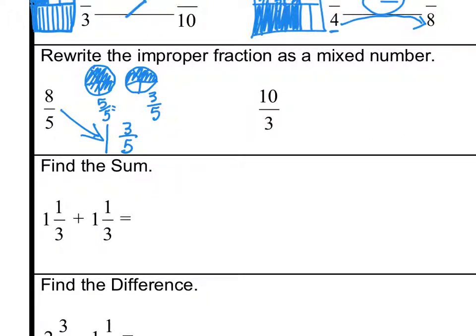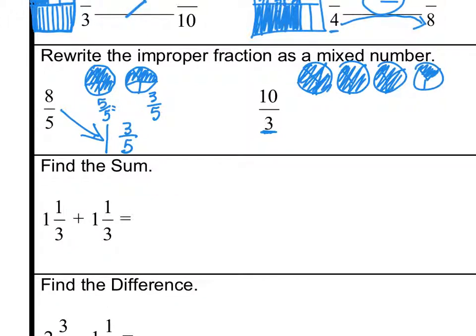Okay, let's try one with thirds. So we're looking at thirds. There's 3, 6, 9. And I would get to do another one and only color in one of those. So you can see how many wholes that equals. Because see, 3 times 3 is 9, plus 1 more is 10. That's where this comes from. We get 3 wholes with 1/3 of the last whole. Okay?